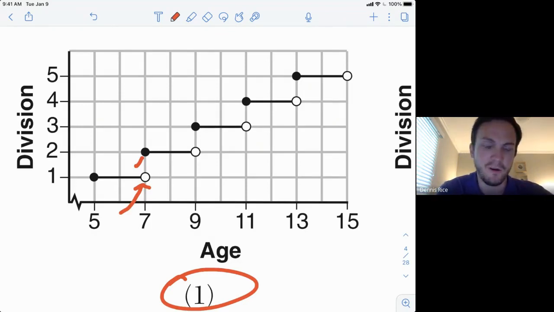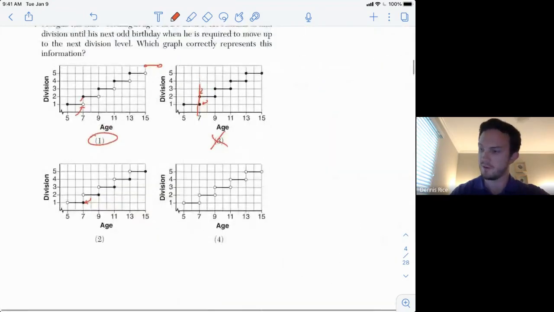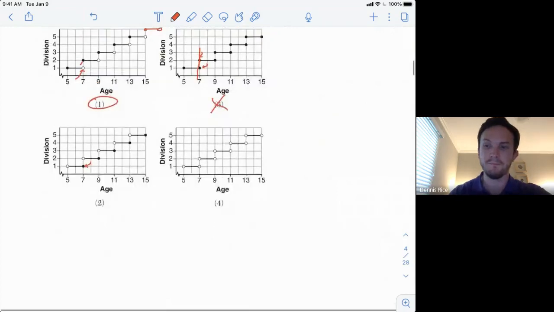This is kind of a weird question. What happens when he's 17? 17 would look like this. Or maybe he stops doing karate or something, or wrestling.